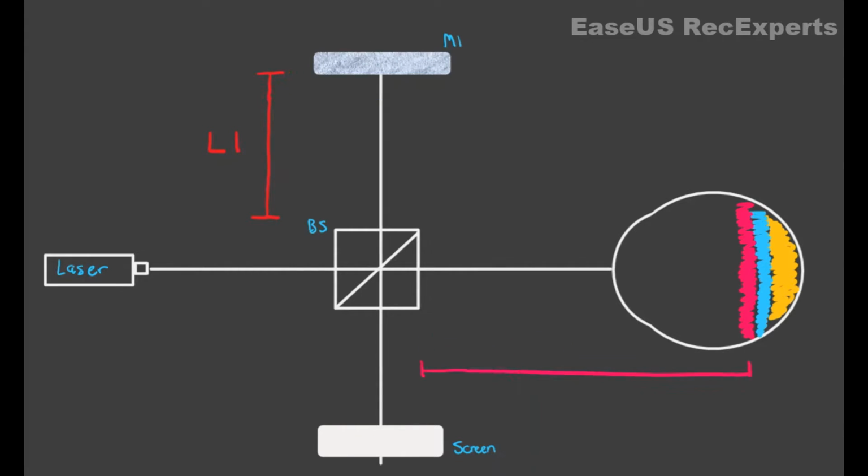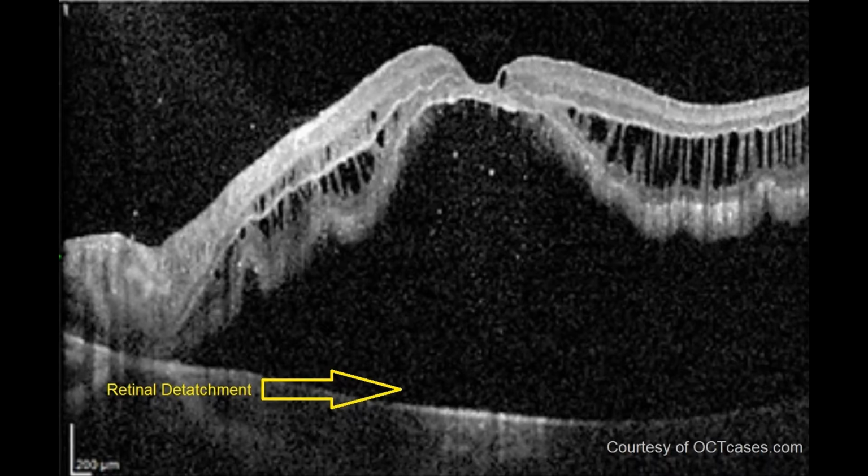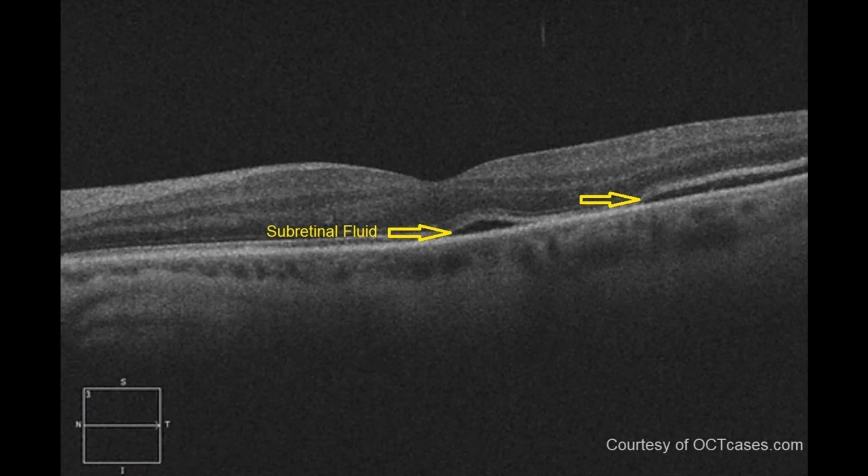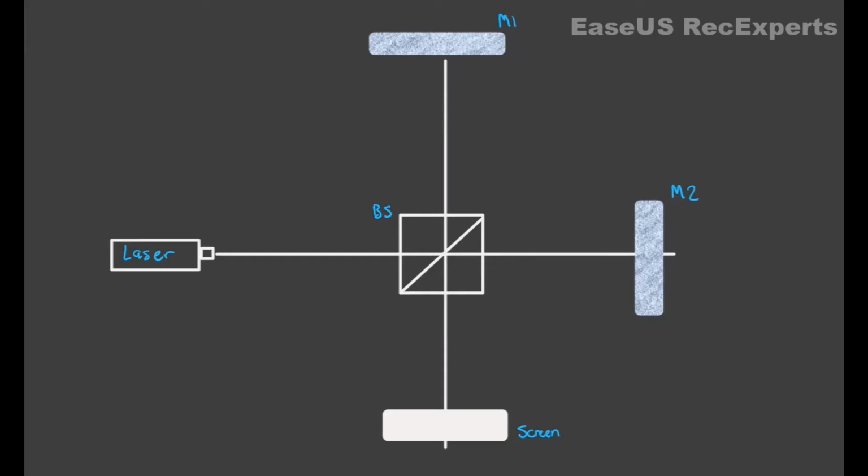This is done using what is called optical coherence tomography, or OCT for short. OCT has been crucial in making early diagnoses to prevent vision impairments. So without further ado, let's take a look at what this interferometer is all about. This is a bird's eye view of a Michelson interferometer.